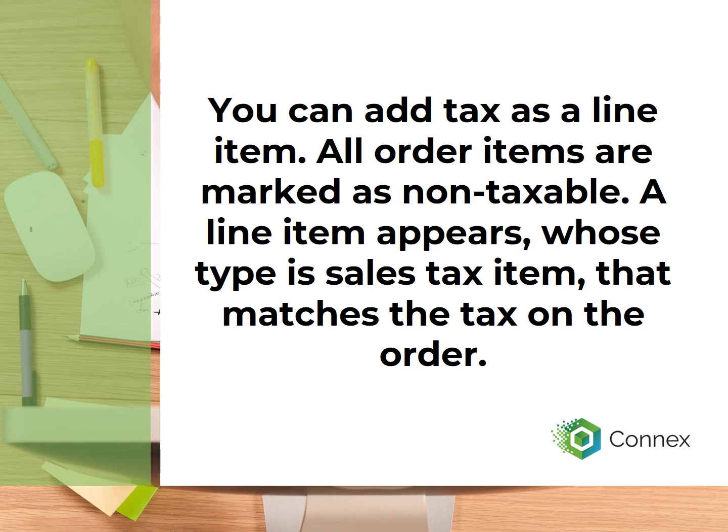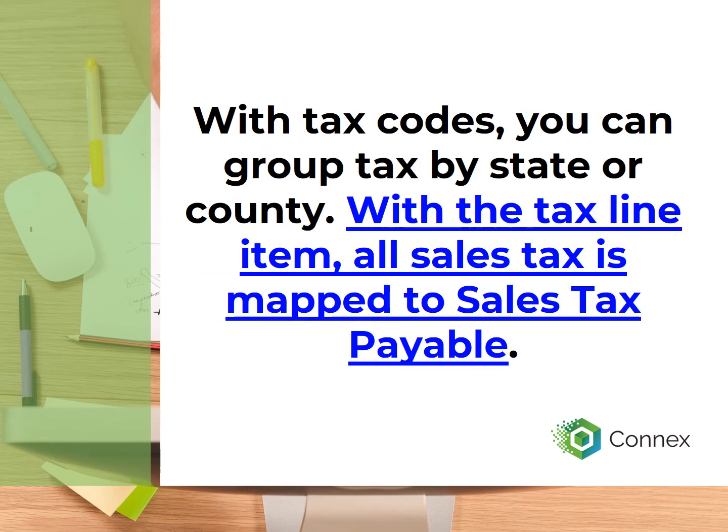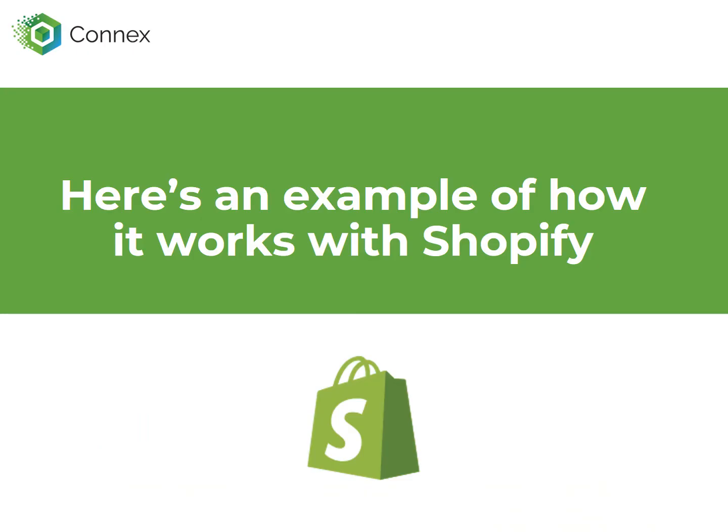All the items on the order will say non-taxable, and if you look at your sales tax payable report, you'll see that the sales tax will go into the sales tax payable bucket. It's really the same as a QuickBooks tax code, except with a QuickBooks tax code, you can group the sales by California or Los Angeles County or by state of Washington, whereas with a tax line item, everything is just kind of lumped through. So here's an example of how this works with Shopify.